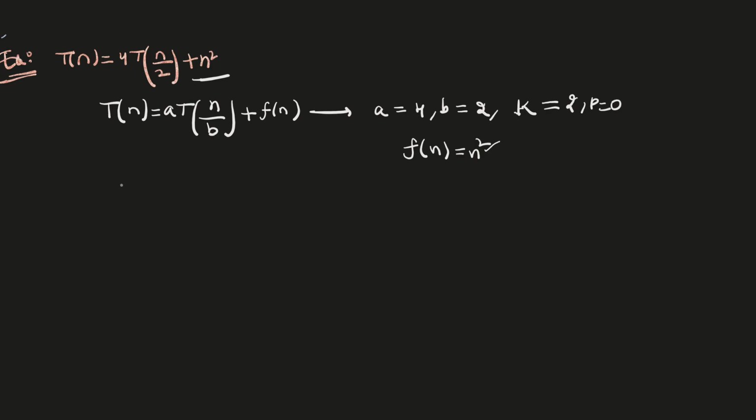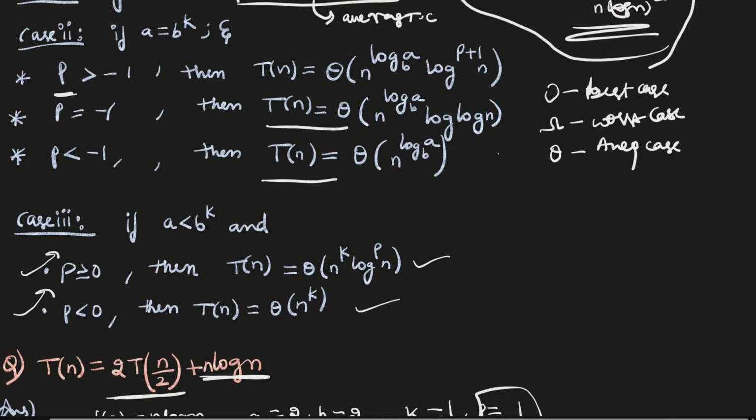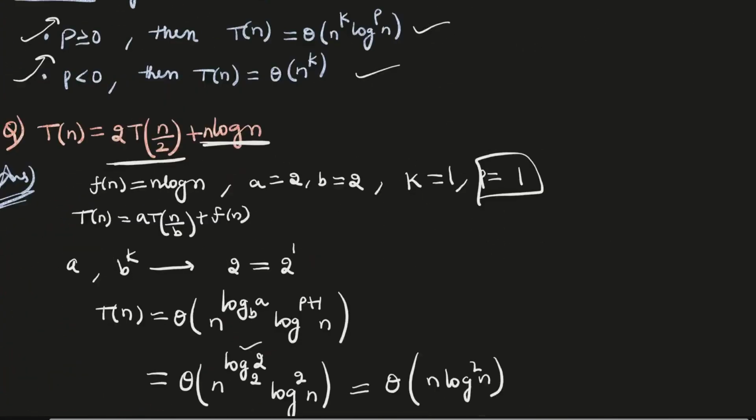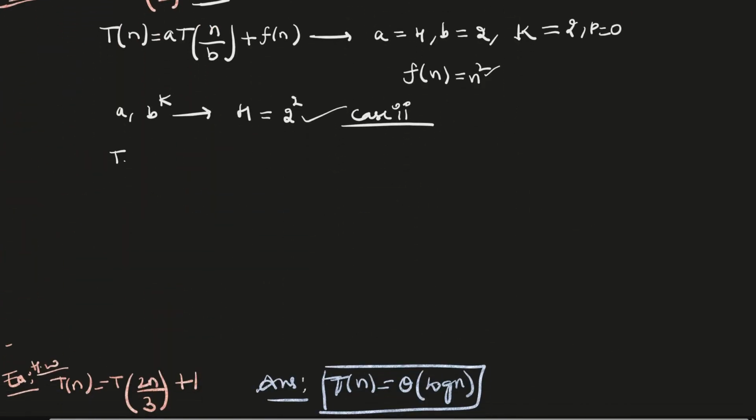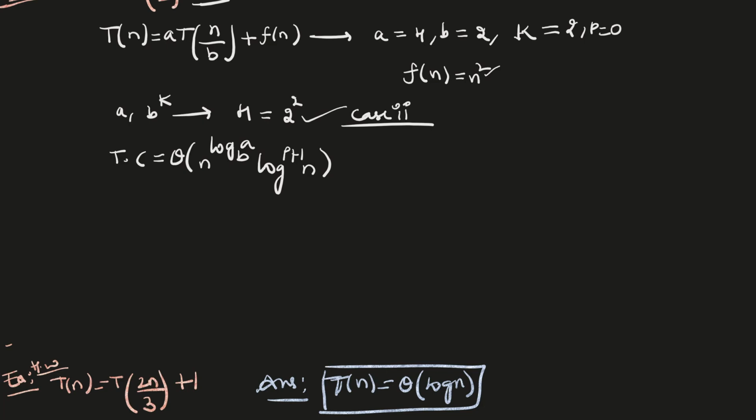Okay, so now we need to check the a and b power k values. So a here is 4, the value of b is 2 and k value is 2. So they both are again equal. So this would come out to be case 2. What next do we have to check? The value of p. Here the value is 0, which is again greater than minus 1. So our time complexity would be theta of n power log a base b into logarithm of p plus 1 in the power with the value n.